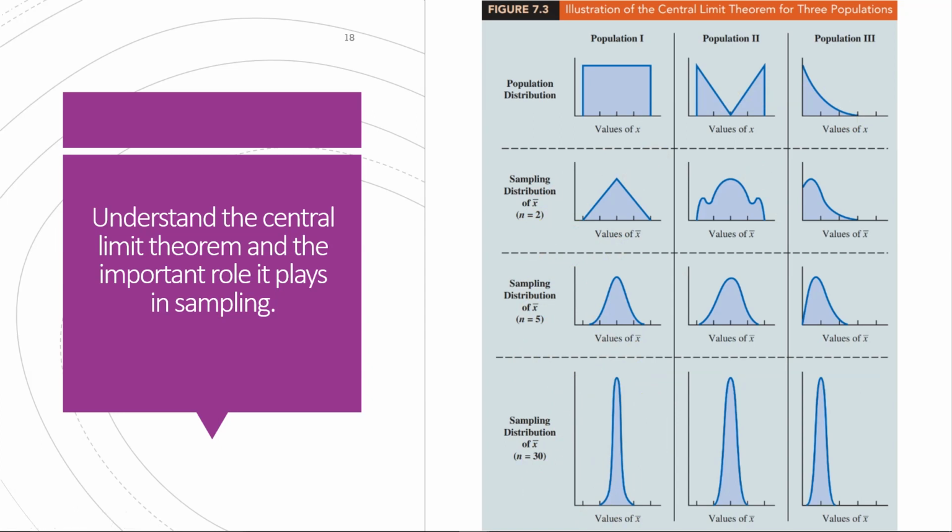So that's all the central limit theorem says, that as your sample size gets larger, specifically as it gets to 30, 50, and above, it approaches a normal distribution, which will help us calculate our probabilities.